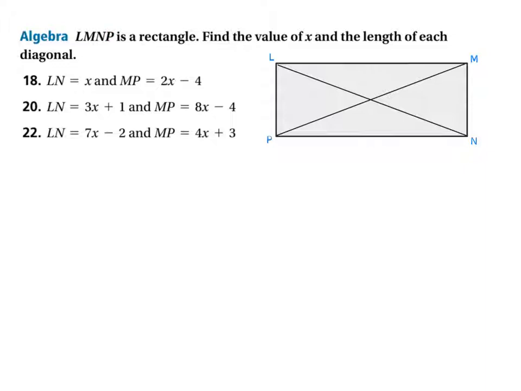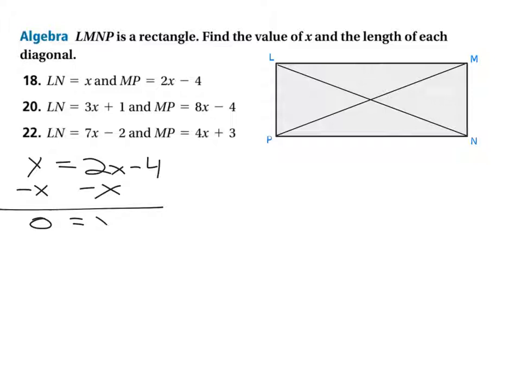So LN, MP. Essentially what we know about a rectangle, and you need to know this to know that you're allowed to do it, is that the diagonals are equal to each other. And so really all we're doing here is we're going to write out and solve these. For number 18, we've got x is equal to 2x minus 4, and subtracting x from both sides, we get 0 is equal to x minus 4, and then I'm going to add 4 to both sides. You could do it multiple ways, doesn't matter.